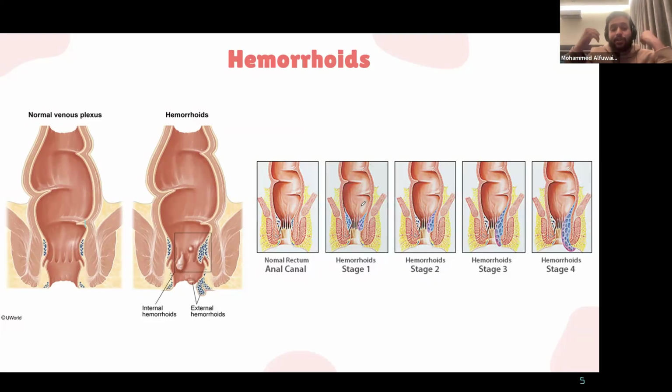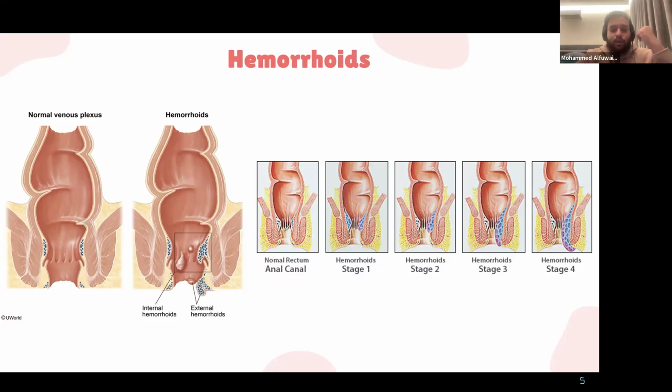If you ask the patient to strain and it does not move back, except if you use your finger and you manually reduce it, it's a stage 3. Stage 4 is it won't reduce. It will appear outwards, okay? This is the classification for internal hemorrhoids.